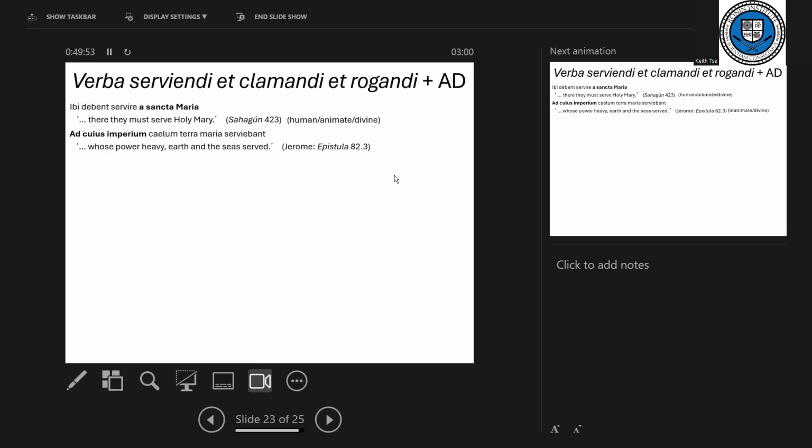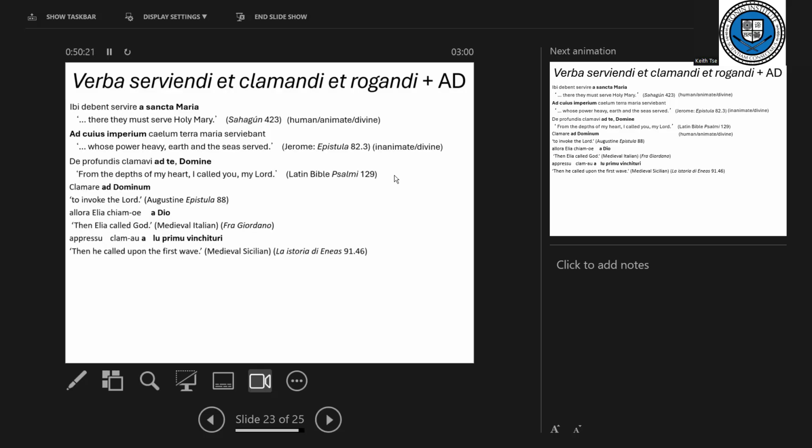If we go back to the earlier example in Jerome, so ad quos imperium serviebat. All right, so this is inanimate, but if we look at the subject, the fact that it's heaven and earth and seas, they serve a particular domain. This is definitely cosmic, it definitely has some kind of a divine connotation. So even if the object is inanimate, the divinity seems to be here.